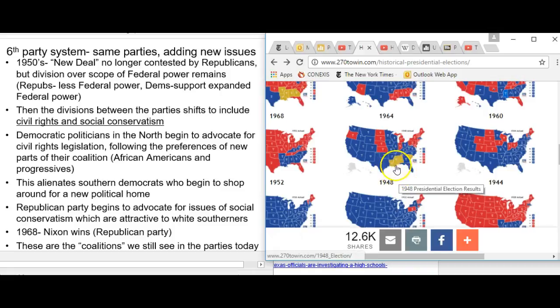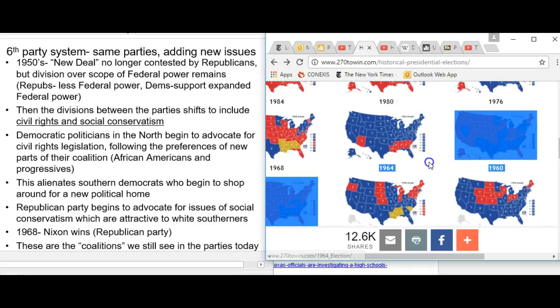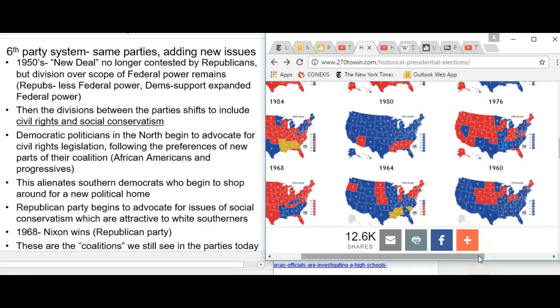He won some electoral college votes in the South. Now, when you get into the 1960s, the issue pops up again. The South votes Democratic in 1960. It's Kennedy. After Kennedy's assassinated, Johnson takes over.